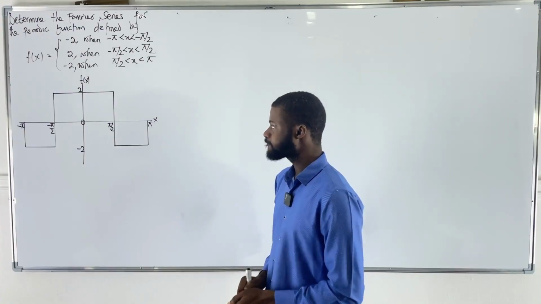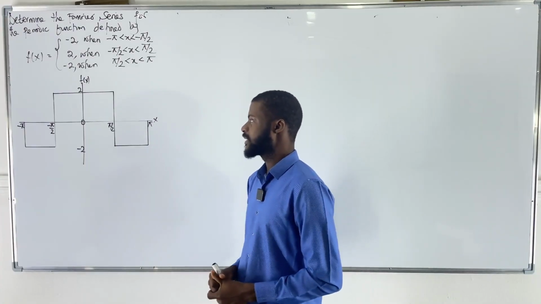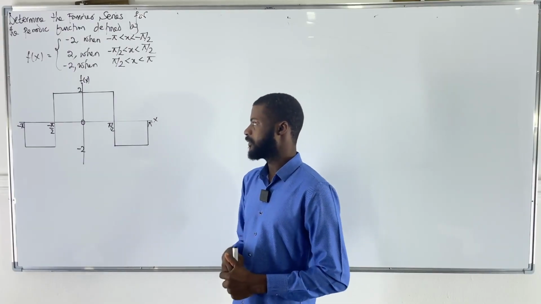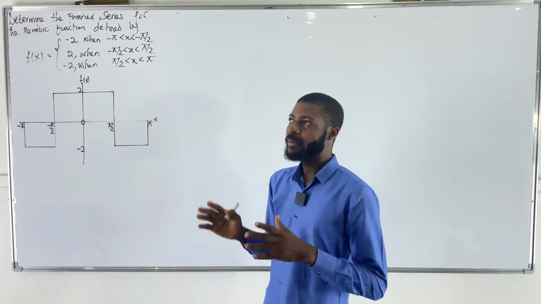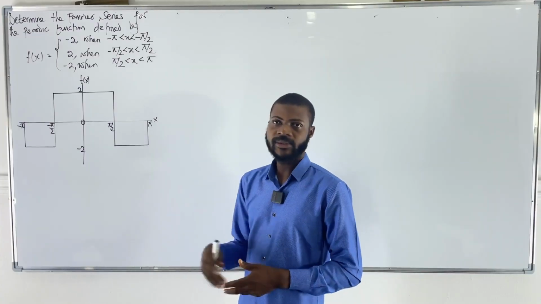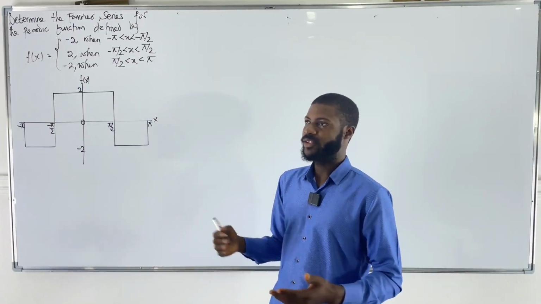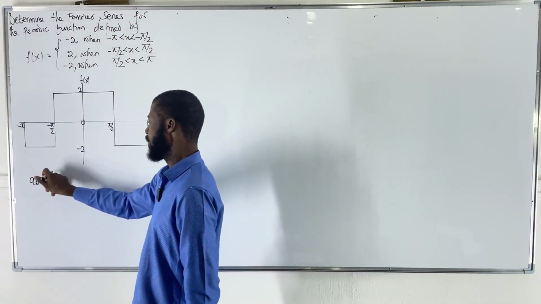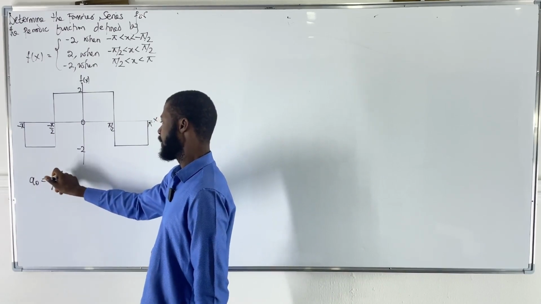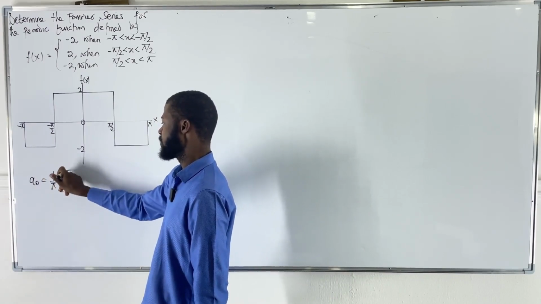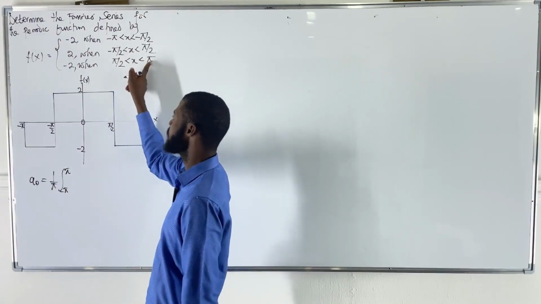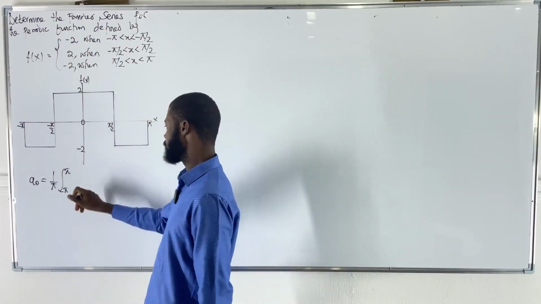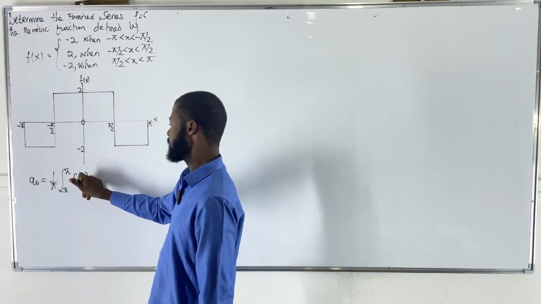But let's see. Now looking at this graph, you can tell that if you already understand even and odd functions, this function is going to be an even function. But before then, let me pretend as if I have no idea about what it means to be even and odd. Let me find my A0. So A0 is 1 over pi, then we have the integral from -pi to pi, because our limit is -pi to pi. So the interval is also symmetric. That is why I can talk about even and odd function of f of x dx.